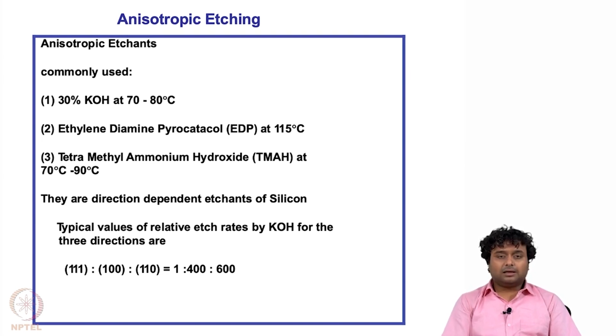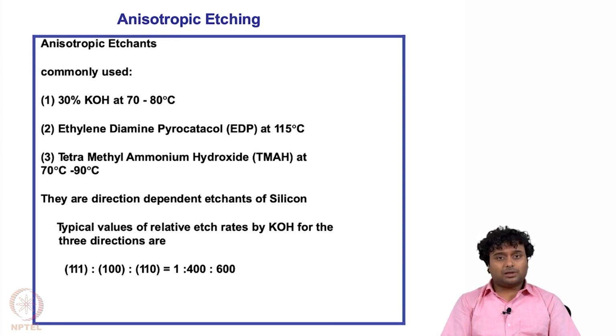These etchants are dependent on the direction. Along the 100, 110 or 111, the etching rate is not the same. Typical values of relative etching rate are given here. As you can see, 111 to 100 to 110 is 1 to 400 to 600, and that difference is pretty huge.